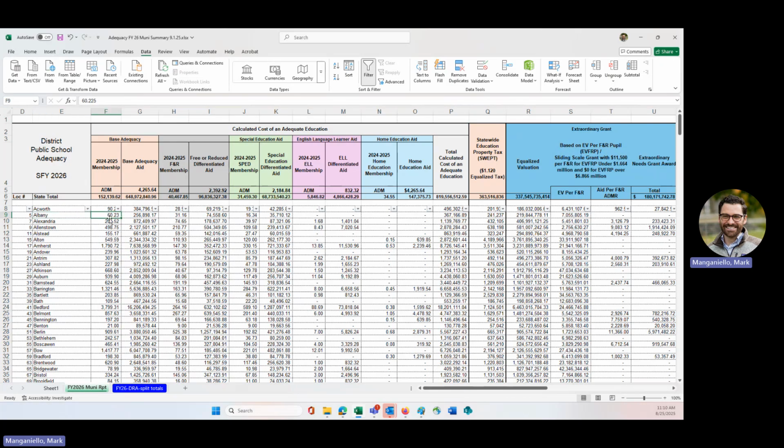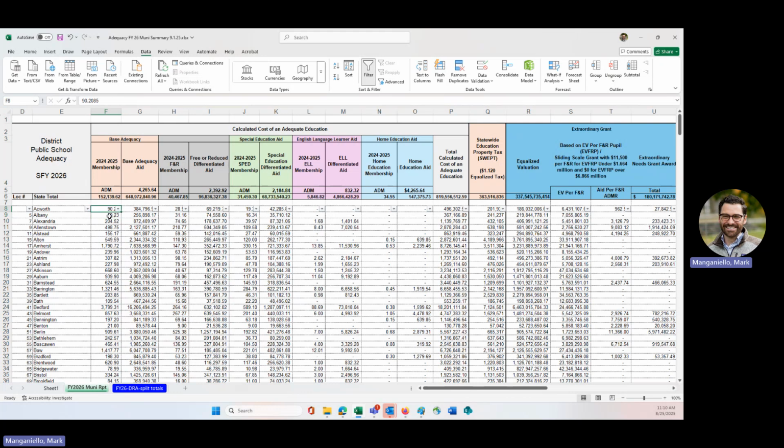They send their students over to the Conway School District. Since they send the students elsewhere, they still have to provide that education. They have to fund it. They have to pay tuition to send their students to another school district. So we're going to give Albany the adequacy funding so it can pay its tuition bills to another school district.